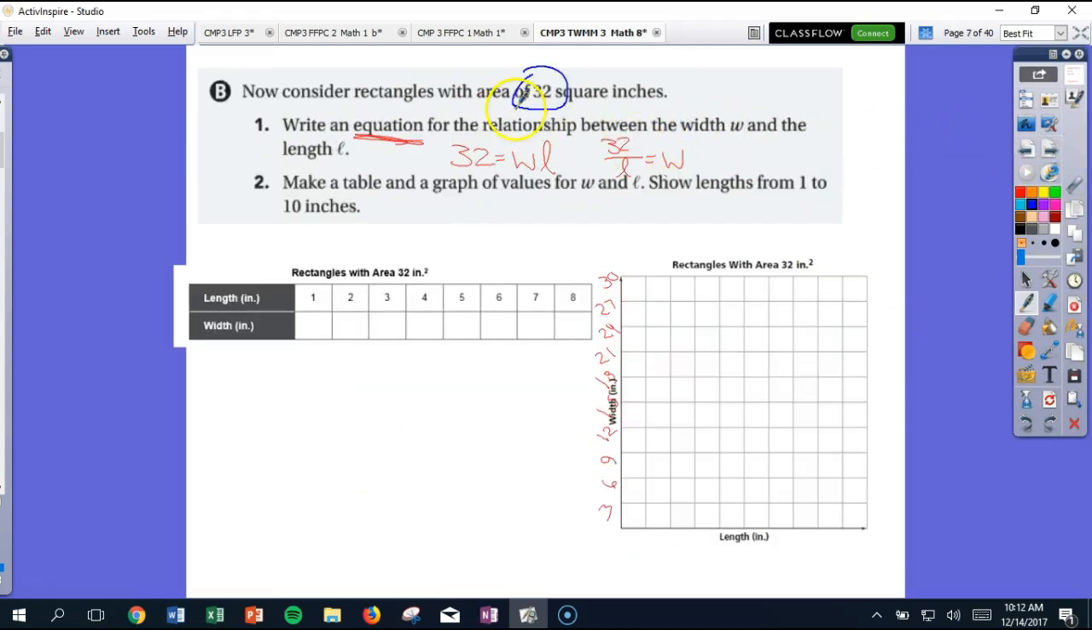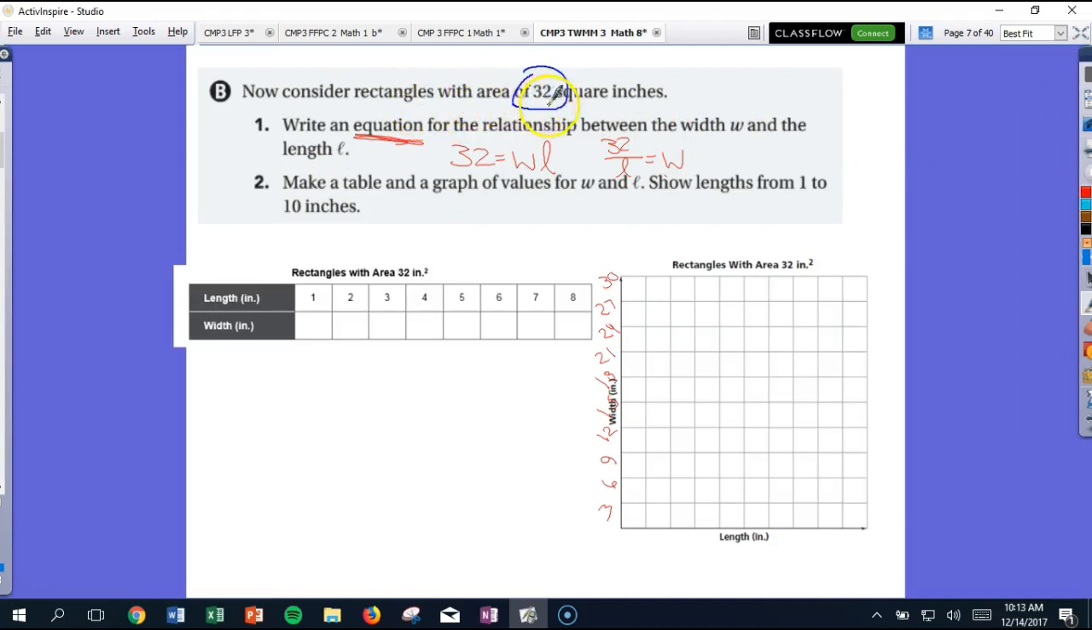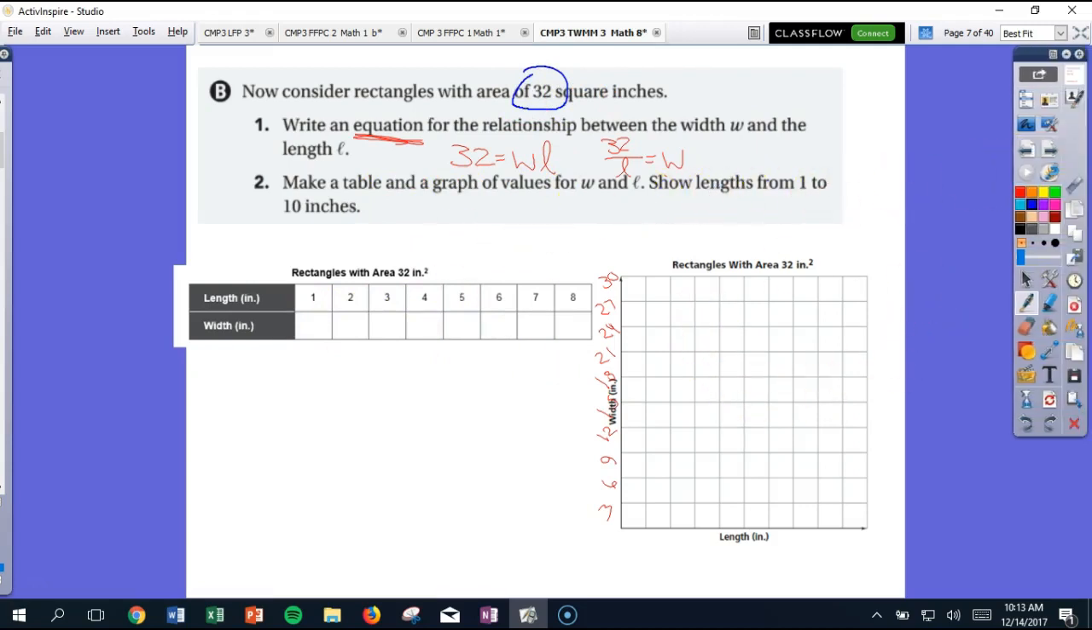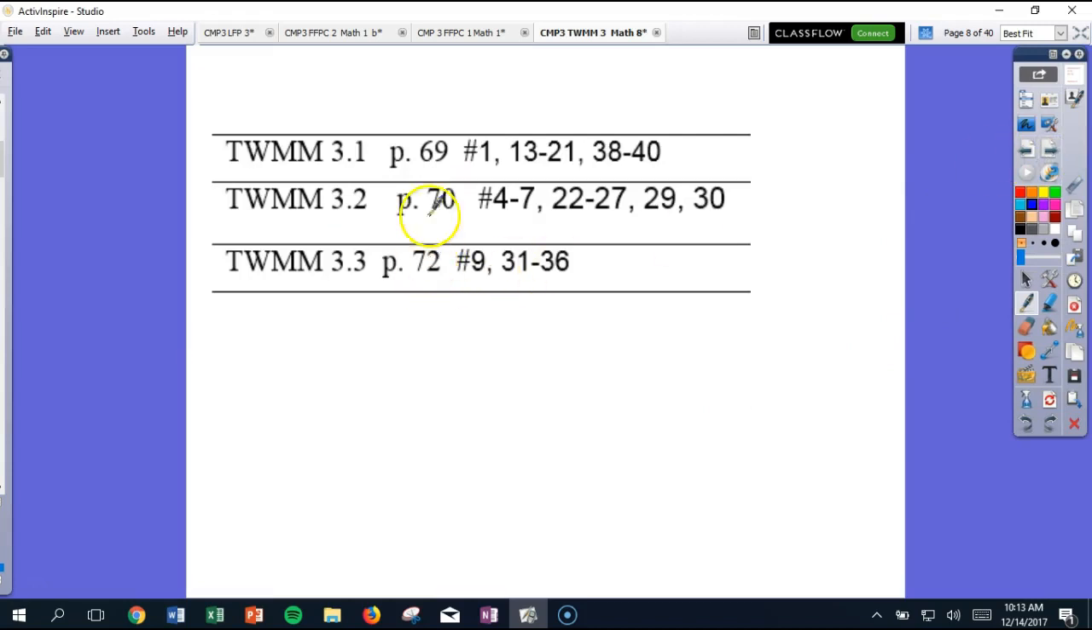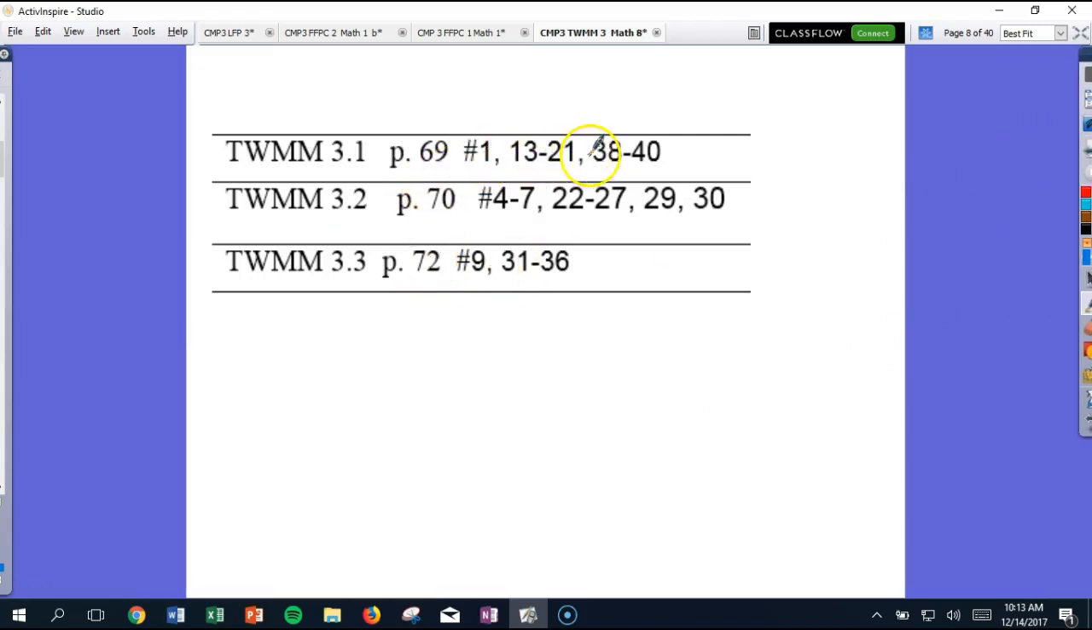Part B, now you're going to do the same thing, but our rectangle is now 32 square inches instead of 24 square inches. I've already helped you out by writing the equation for you. It's the same as in part A, only we have a different area here. Again, I want you to make a table and a graph. Show lengths from 1 to 10 inches. Then go ahead and do your ACEs, numbers 1, 13 through 21, and 38 through 40. This is a new concept, so if you get stuck, don't be afraid to ask questions, and I look forward to helping you work through those in class.